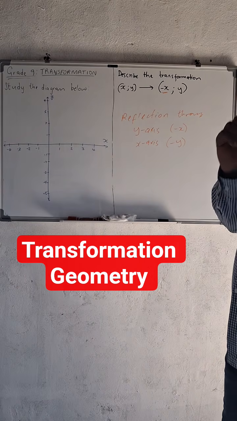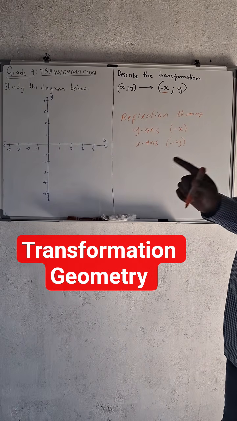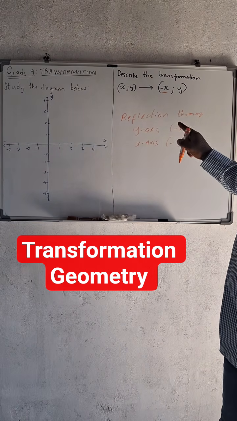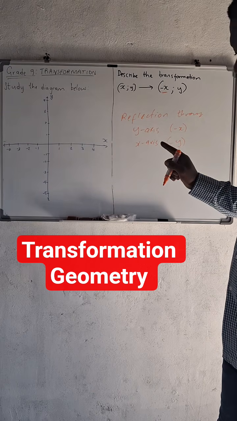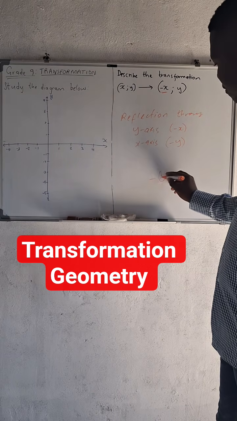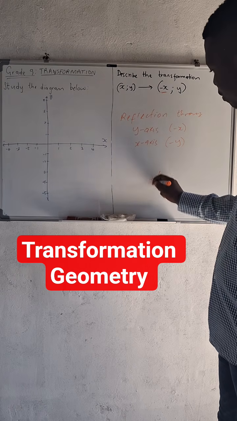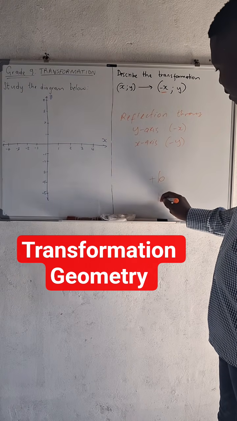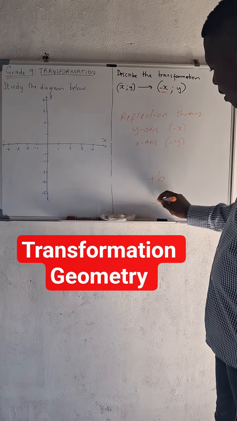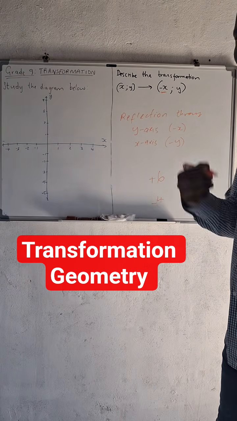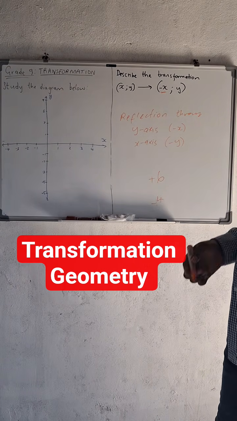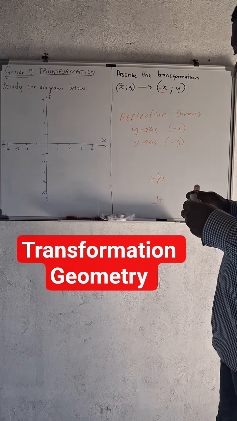And I'm using that word changes very carefully, because I don't want to say you make it negative, because that will be a mess. When you see a -6 and you're reflecting through the x-axis, you're going to make it positive. When you see a +4, you're going to make it negative. This is why I'm saying the sign changes.